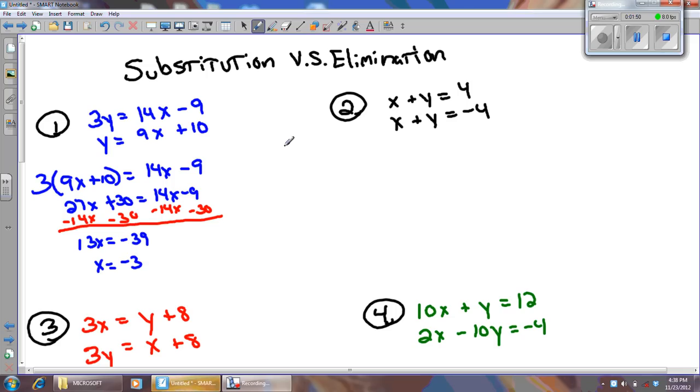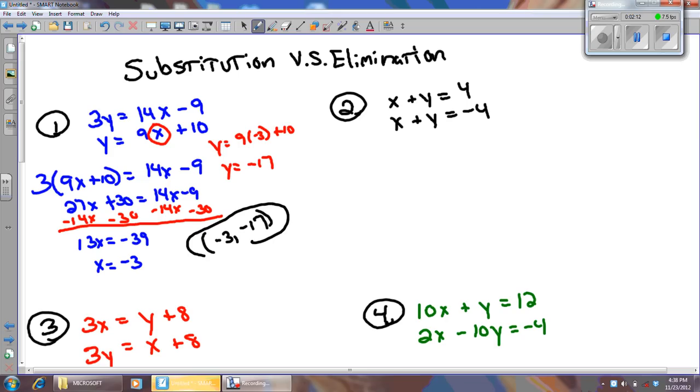Now that I know x is negative 3, I'm going to substitute it in. I think I'll put it right in here. I'm going to get y equals 9 times negative 3 plus 10. And so then y is going to equal negative 27 plus 10, which is negative 17. And therefore, the lines will cross at negative 3, negative 17. I chose to do it by substitution because the y was already alone. It would not have been that difficult to multiply the bottom equation by negative 3 and solve it from there either, though. That would be a good way to do it.